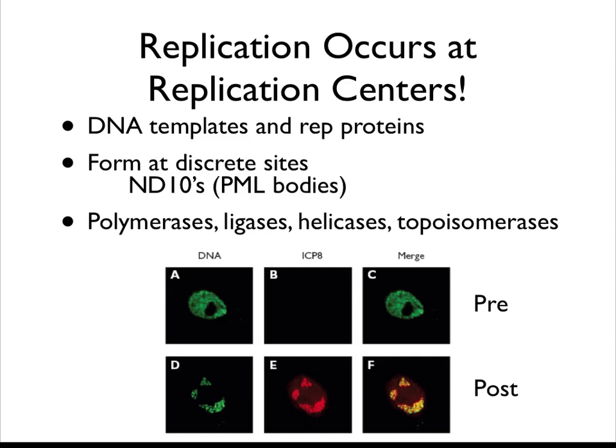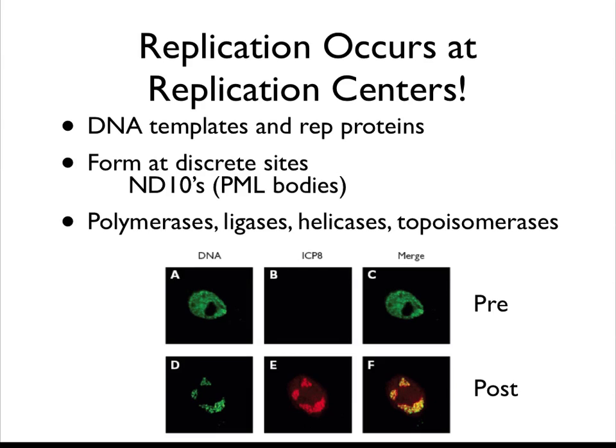All right, so where does it occur? DNA replicates in replication centers. Seems obvious when you say it, but the templates and the proteins form at sites within the cell that were previously occupied by chromosome replication sites. So here's a little experiment. Now, let's just go a little further. These discrete sites are called ND10s for nuclear domain 10, or PML bodies. That stands for promyelocytic leukemia bodies, identified because it was a protein that was present in promyelocytic leukemia. In these sites are polymerases, ligases, helicases, and topoisomerases. Topoisomerases are things that unravel supercoils, separate molecules, and help to resolve DNA structures.